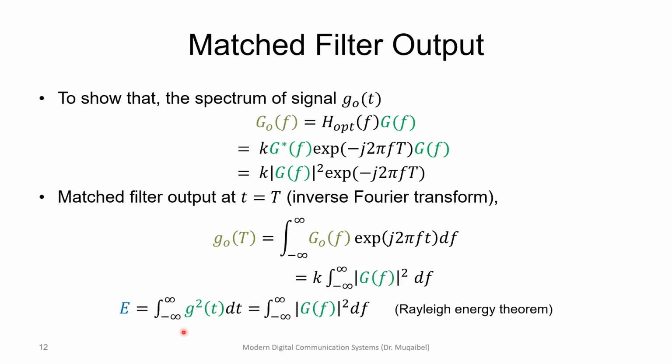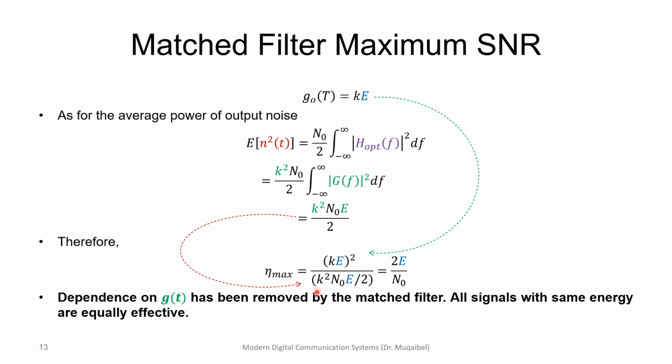So whether you do it in time or frequency, using Parseval's theorem or Rayleigh's energy theorem, this is the energy of the signal and this is the energy of the signal. So this is the output, the matched filter maximum signal to noise ratio. We can say it's k times E. That's the output value.